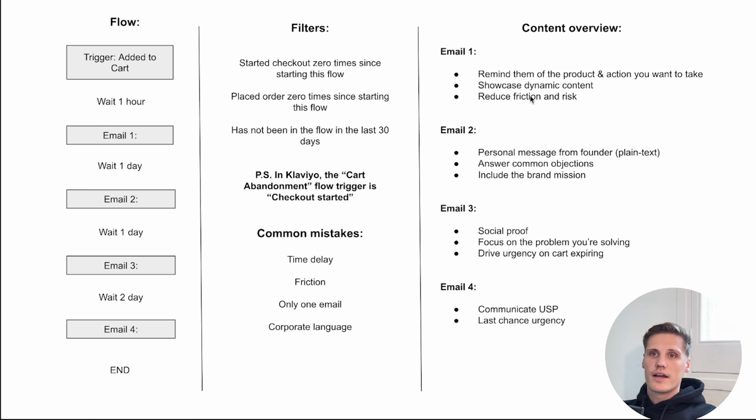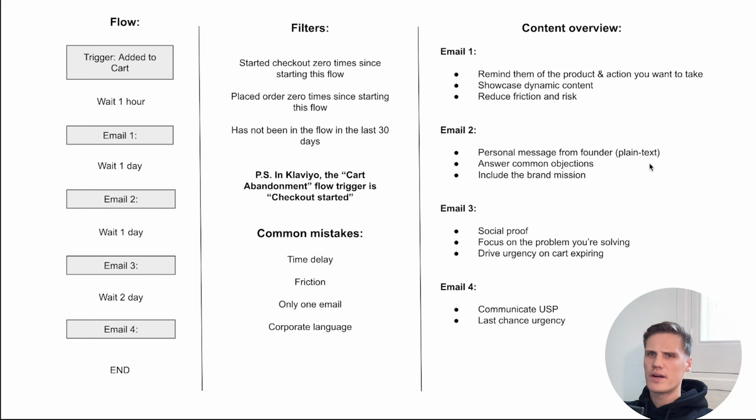Then you're going to be waiting 1 day. Sending email 2. So here is again a personal message from the founder. I want to make it plain text again, really using like your brand voice and really making it conversational. You're going to be answering common objections here as well, and also including and reminding them of your brand mission. Email 3, again, waiting 1 day, then sending email 3.